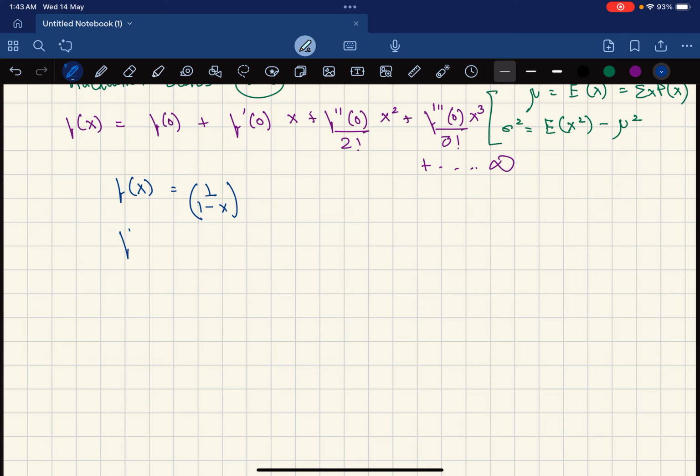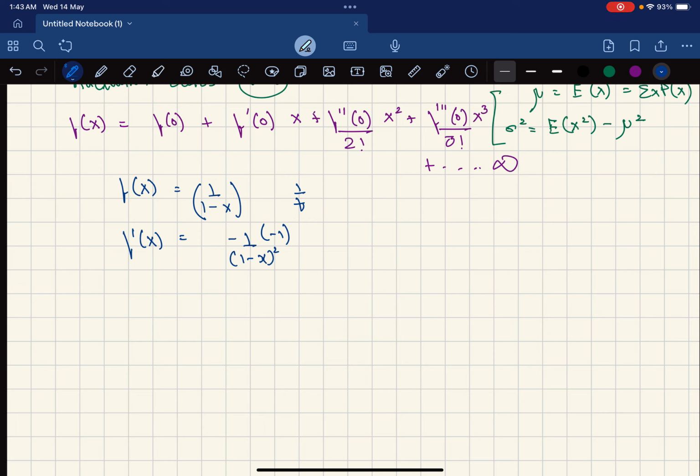Now the first derivative of this function can be calculated as minus 1 upon (1 minus x) whole square, and then there will be a minus 1 because we'll have to do the chain rule. First we find the derivative of 1 upon t, where t is 1 minus x, and after that we multiply it by dt, so we basically are doing d of 1 by t and d of t to get the whole derivative, and the derivative of 1 minus x is minus 1, therefore we are multiplying it by minus 1 again.